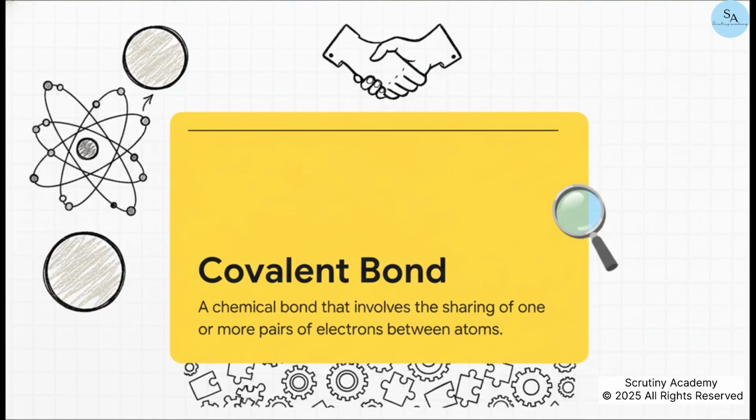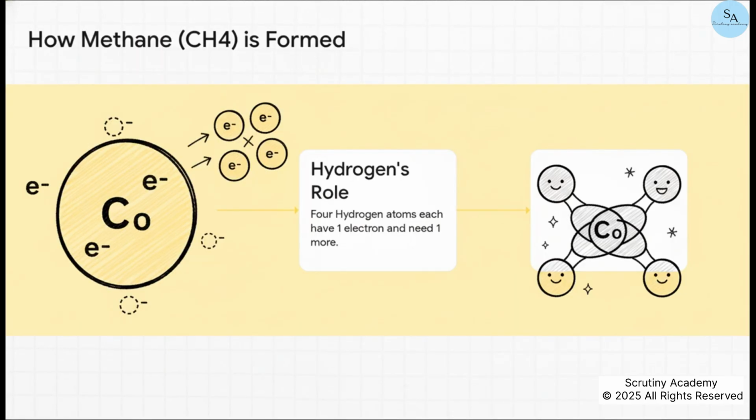The key word here, the most important word, is sharing. Instead of a full transfer, two nonmetal atoms each contribute electrons to a shared pool. These shared pairs of electrons then circle around both atoms, holding them together like glue. Let's take methane, a perfect example of this.